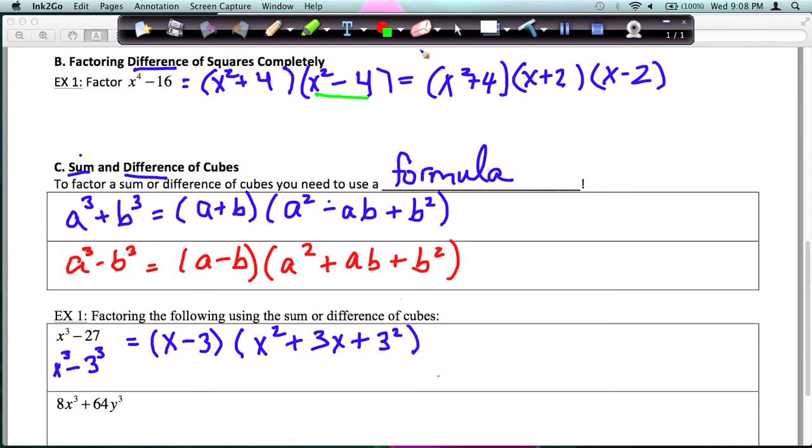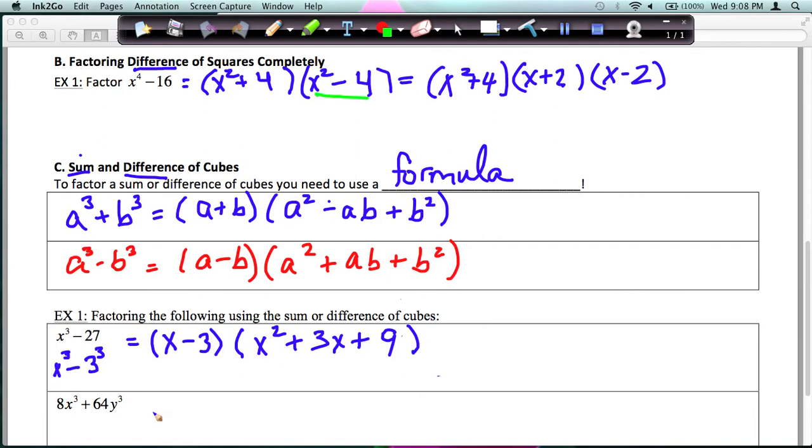And now I am going to simplify 3 squared because this can equal 9. So you want to simplify that to just a 9. And that's factored, and that's all I can do. This x squared plus 3x plus 9 is prime. It can't be factored anymore.